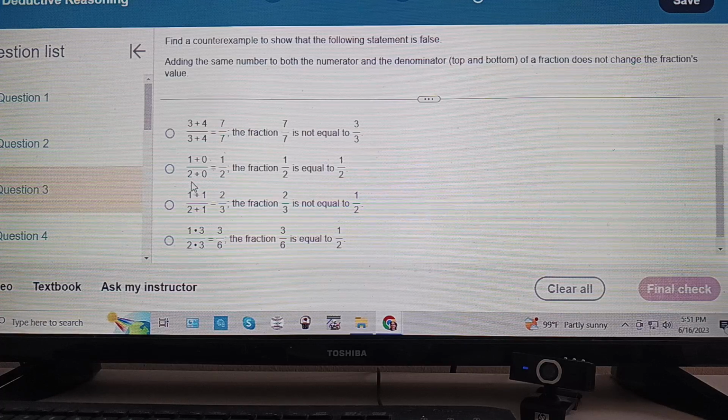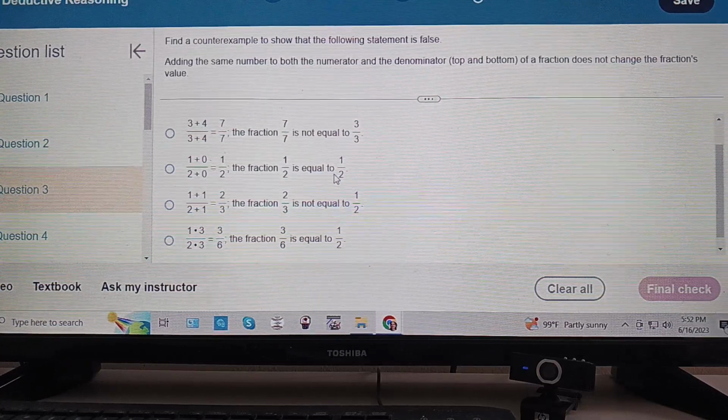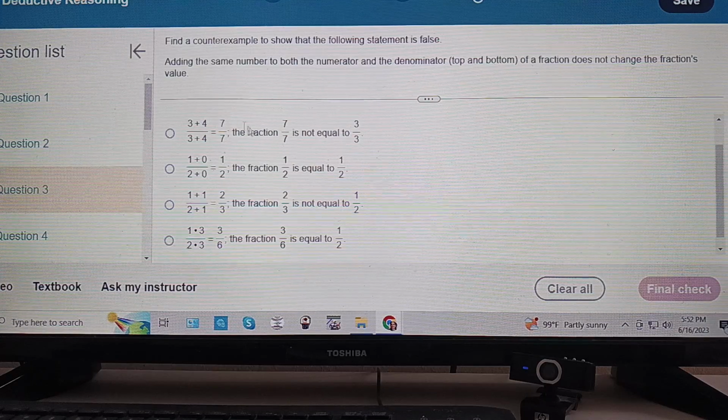And 1/2 was the original fraction here. I added 0 and I still got 1/2. The fraction 1/2 is equal to 1/2. See, this kind of proves that it's true again. So we got 2 examples that show that it's true. That's still not enough to say that it's always true.